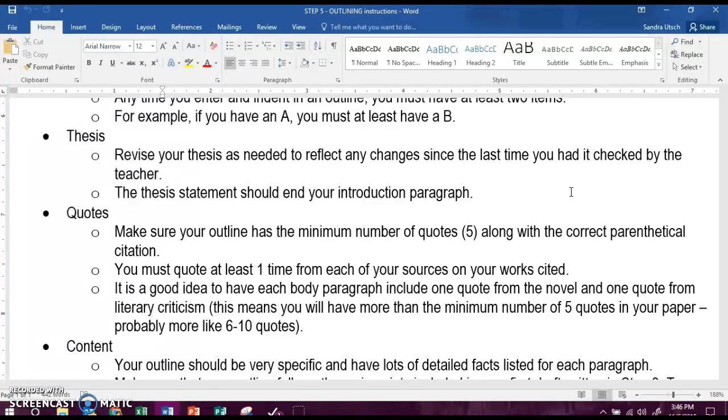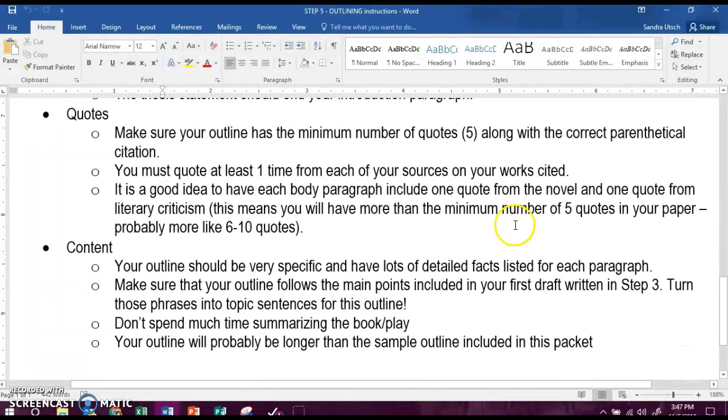We don't want to just slap a whole bunch of quotes on there and say, okay, this is my paper. Because your quotes do not make your paper. What you have to say about the text and about the quotes needs to be filled in at this point as well. Your outline is going to be really specific. It's going to have a lot of detailed information, a lot of analysis.